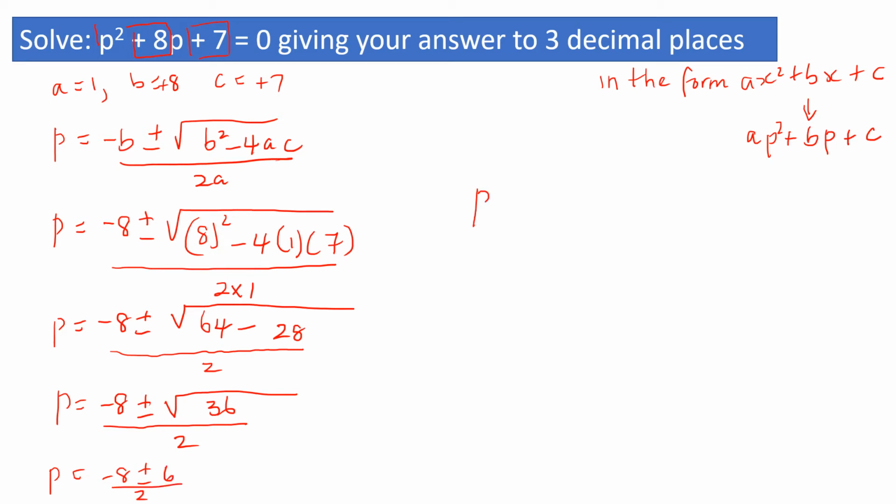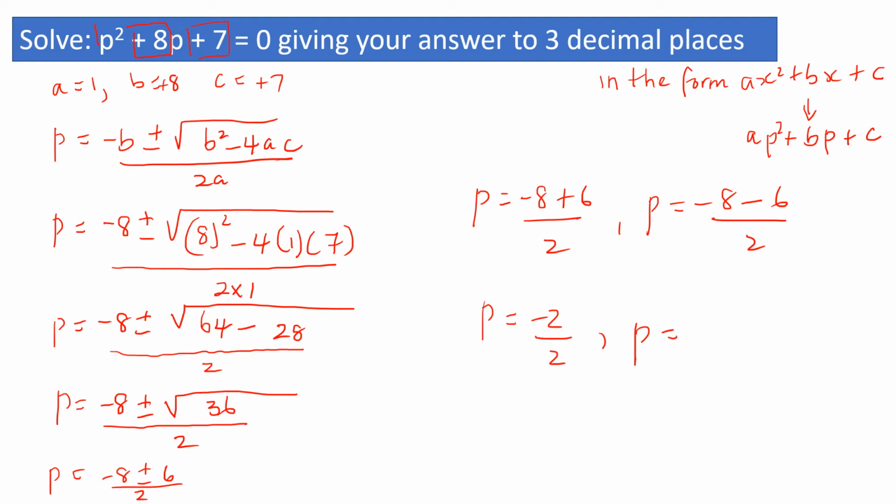Now we're going to get two equations. So p is equal to negative 8 plus 6 over 2, or p is equal to negative 8 minus 6 over 2. So minus 8 plus 6, my bigger number is negative, 8 take away 6 is 2, so p is equal to negative 2 over 2. And p is also equal to negative 8 minus 6. What we do here is we add and we keep the signs. 8 plus 6 is 14, so we get negative 14 over 2.